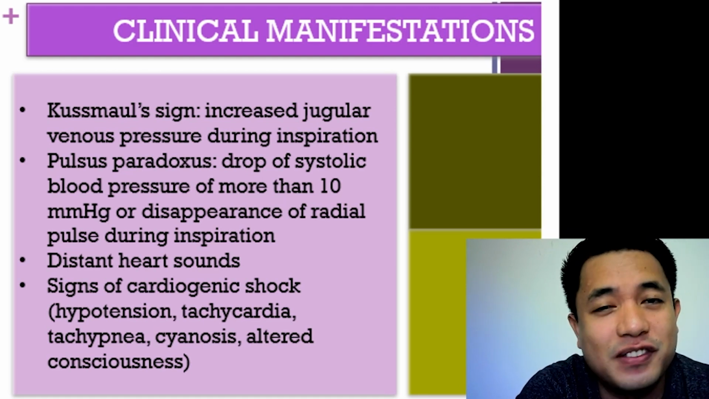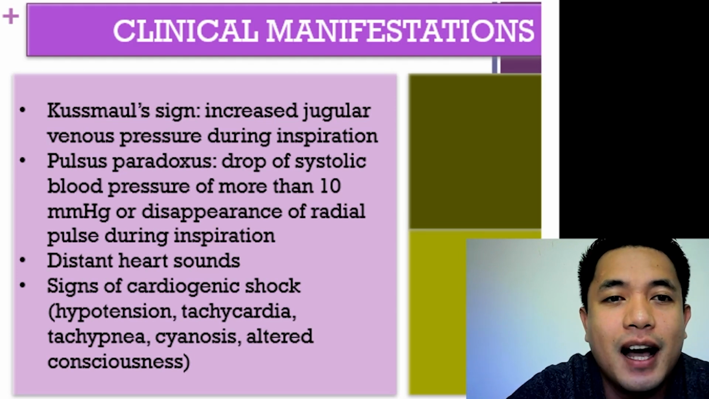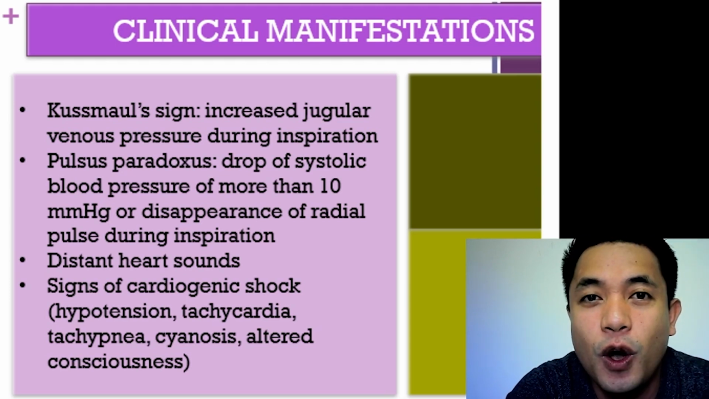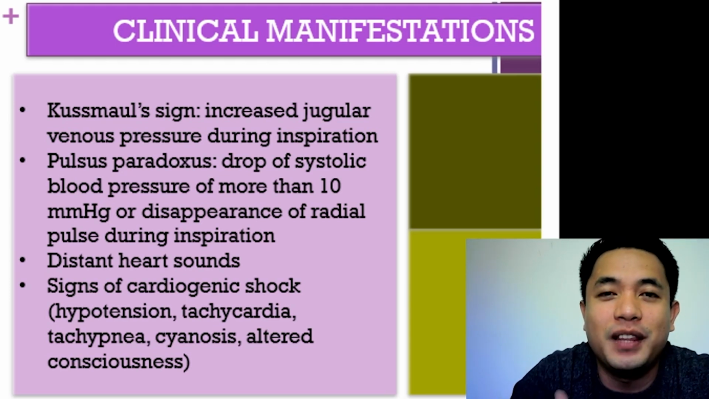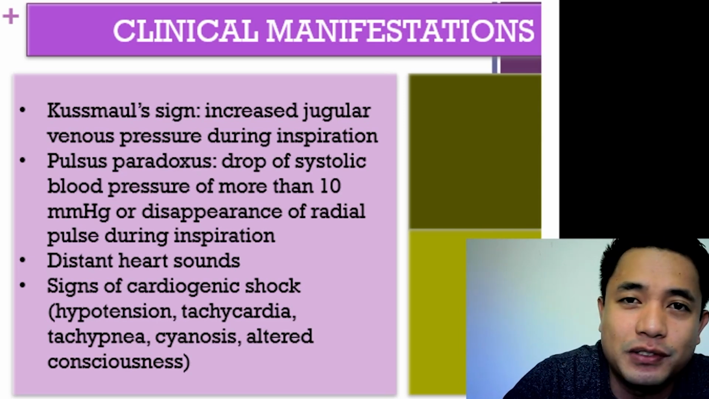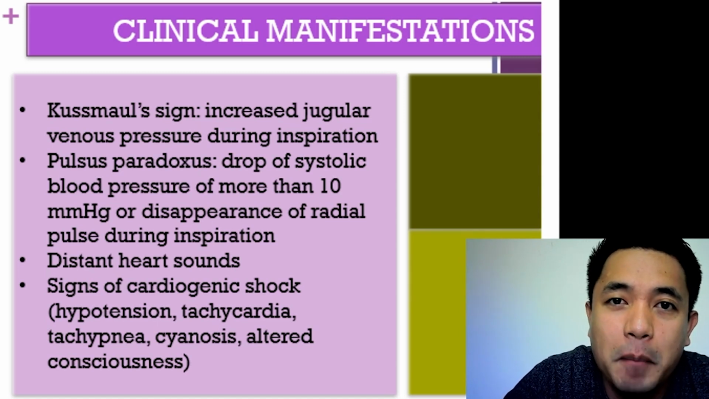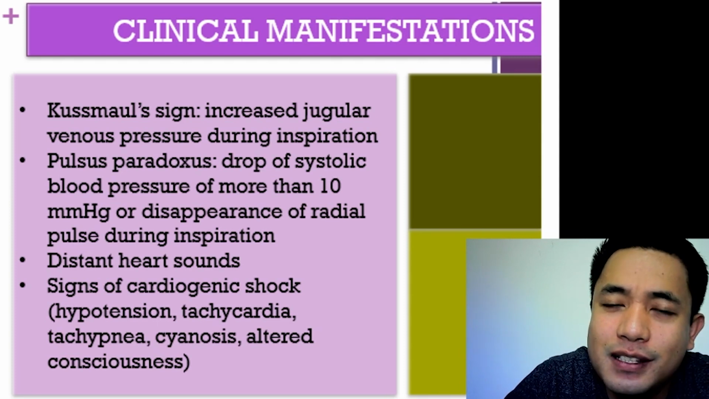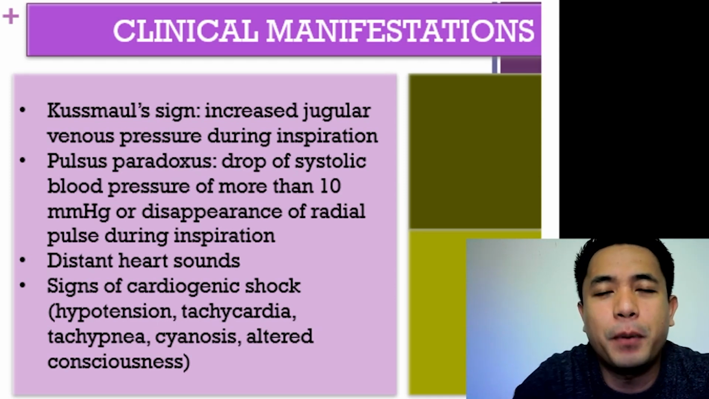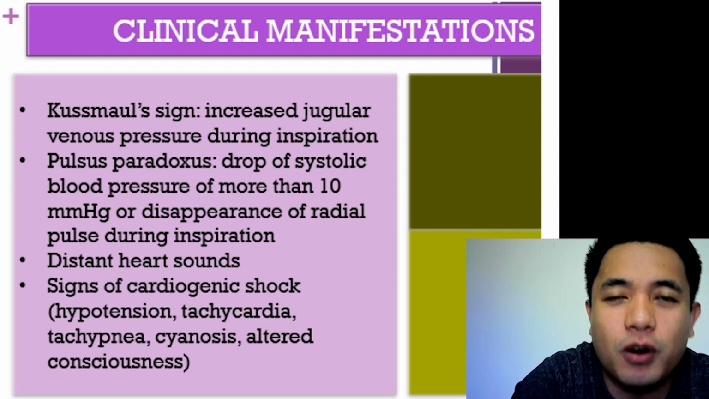Manifestations may be in the form of Kussmaul's sign. Kussmaul's sign is characterized by, or it is going to be positive once, as the patient inhales, there will be distension of the jugular veins, owing to the fact that there is a problem with myocardial contraction, brought about by cardiac tamponade. Another will be pulsus paradoxus. This is characterized by a drop in systolic blood pressure of 10 millimeters mercury, or the disappearance of the radial pulse during inspiration, owing to a problem with the vascular system because of the problem with myocardial contraction.